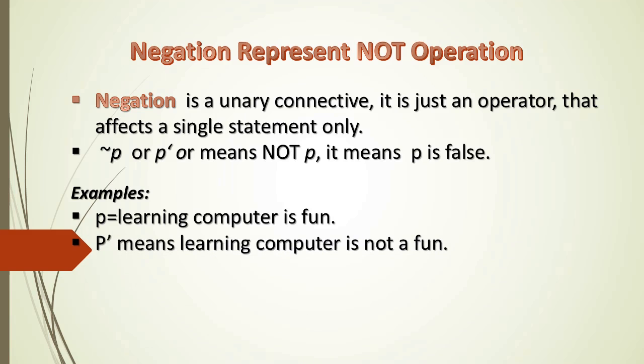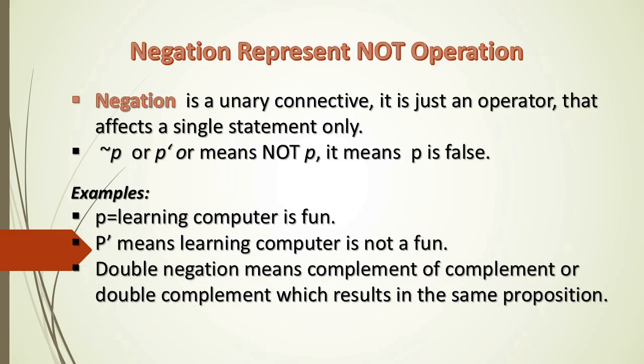Double negation means complement of complement, or double complement, which results in the same proposition. That means the double complement of an entity is always equal to the entity.